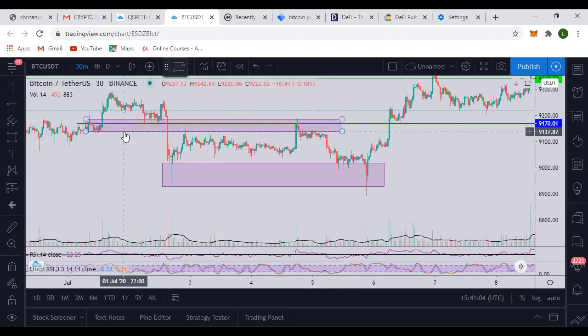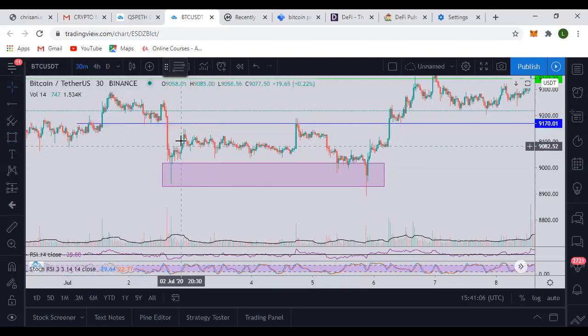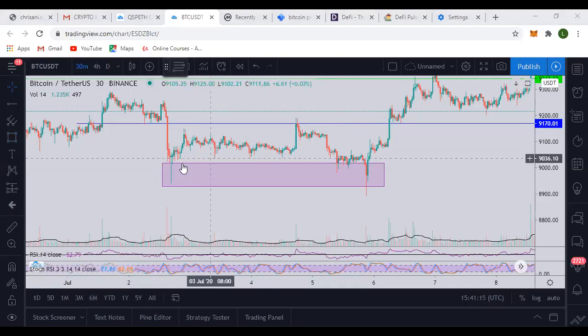So let me remove this thing. The price broke through towards the next support, came up, and then the resistance blocked it from passing through. It ranged and ranged and ranged, maintaining the same support. All these areas now are support ranges.